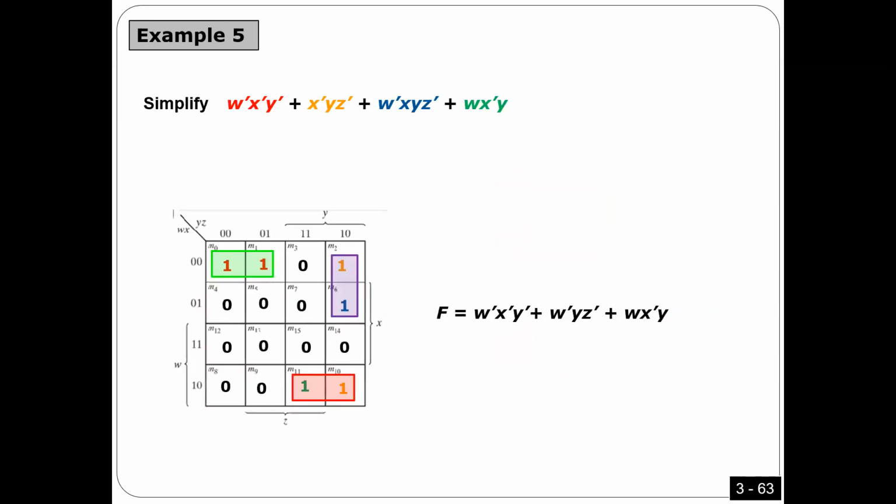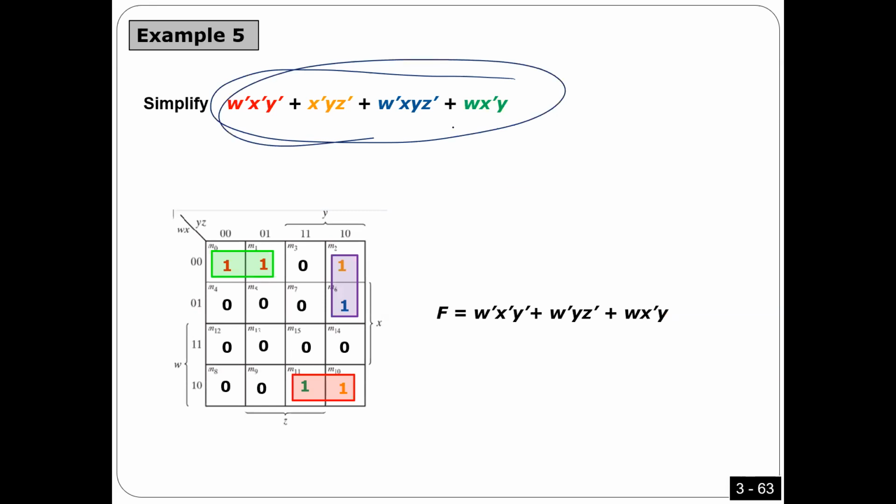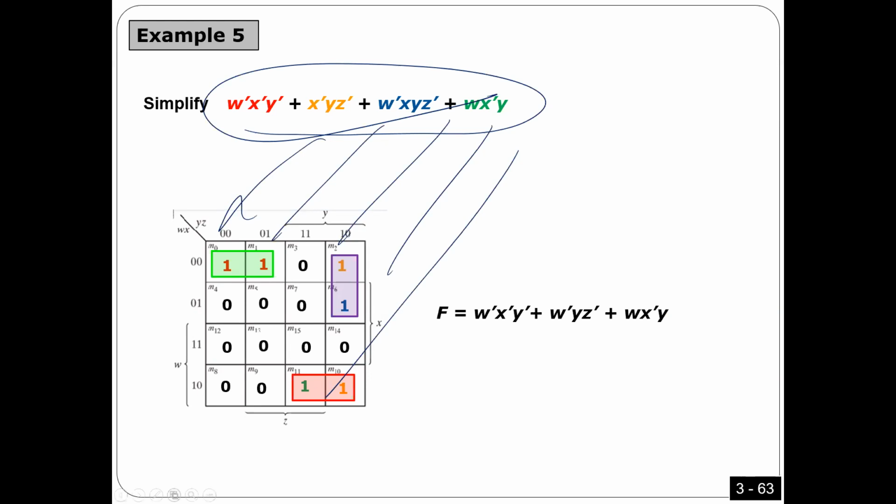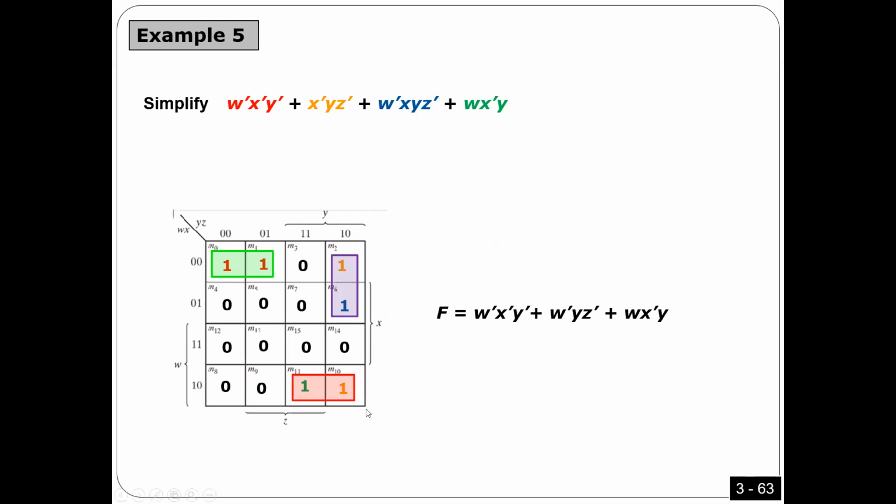Anyway, I have another example here. I'm asking you to simplify this one. All you have to do first is put ones here. How can you do it? As I told you before, because this term has 3 variables, that means this should be 2 ones, 2 squares. Every one of them is 2 squares.